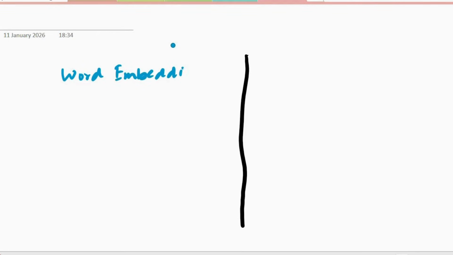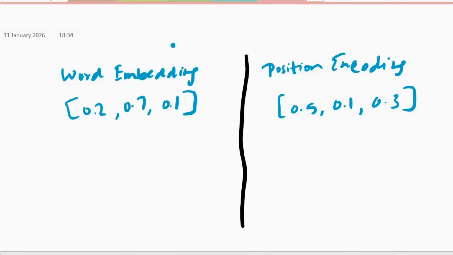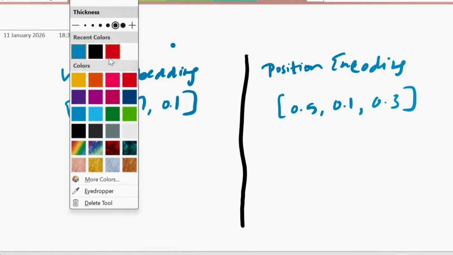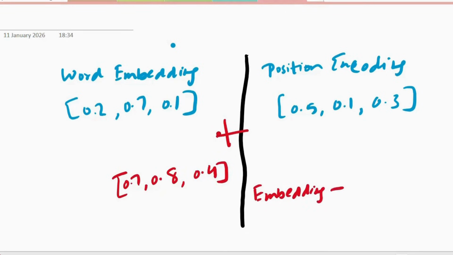Positional encoding solves this problem. It is a vector that represents the position of a word in a sequence. Each position, first word, second word, third word, gets a unique positional vector. This positional vector is then added to the word embedding. So the final input becomes word embedding plus positional encoding. Now the transformer knows what the word means and where it appears.